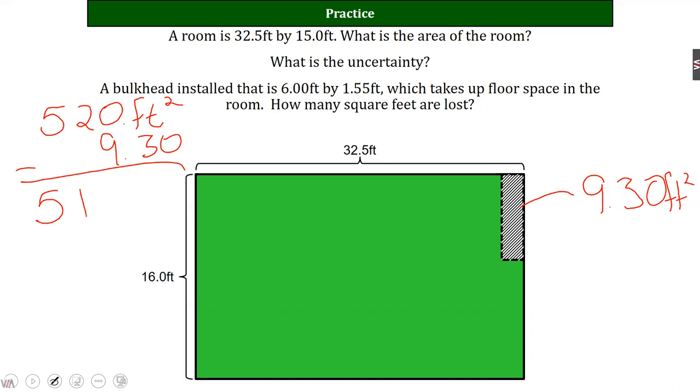So we'll get 510.7 as our calculator answer, right? But we have to switch rules now. Now we're doing subtraction. So now that we're doing subtraction, we're keeping the same uncertainty as our least certain number. So keep the same decimal points, which would put the uncertainty in what place? The ones. Our 520 was plus or minus one. So after we do the subtraction, we're still plus or minus one.